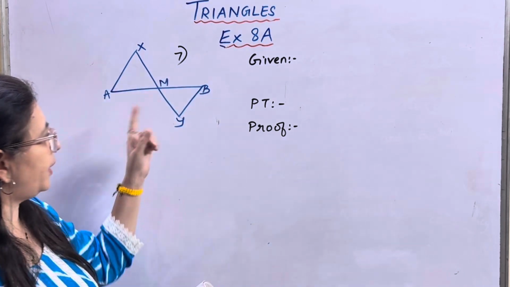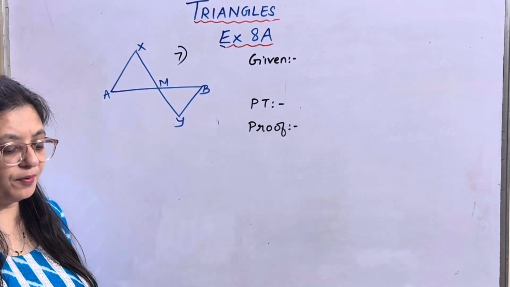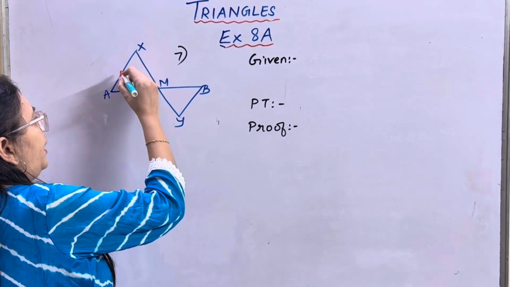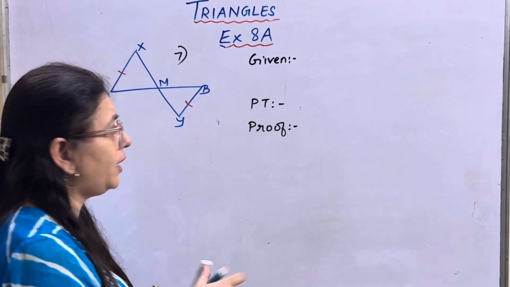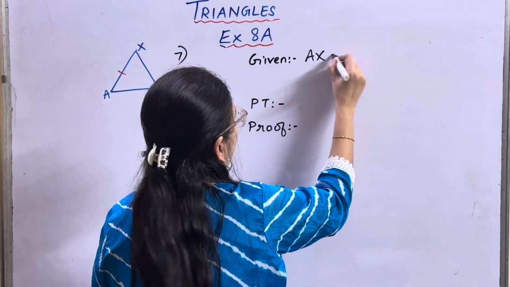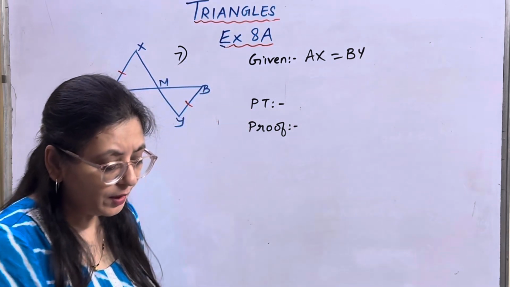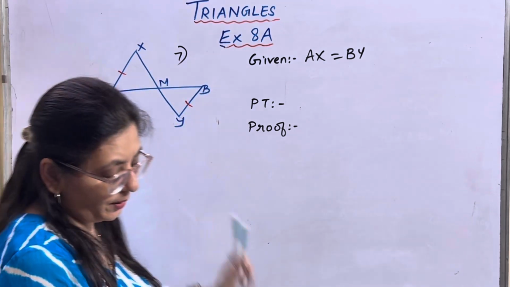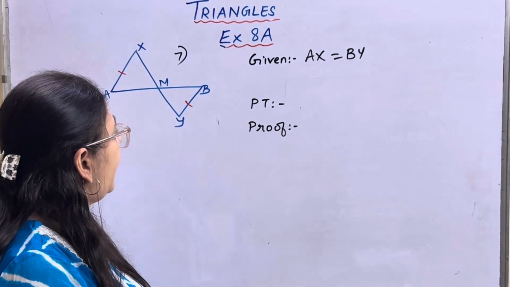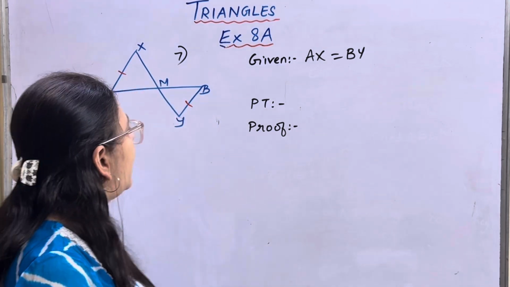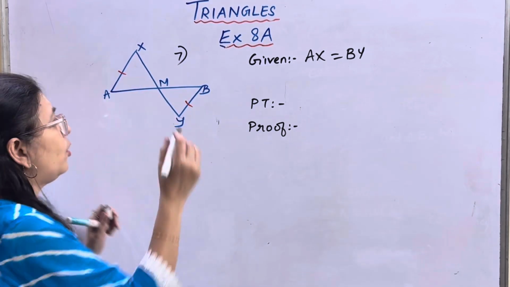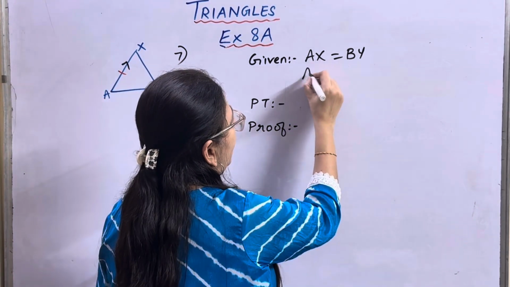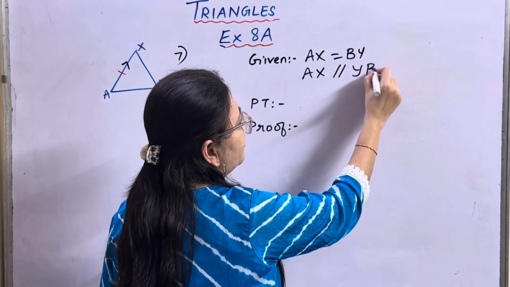AB is a line segment. AX and BY are two equal line segments. Which one? AX and BY. So what is given? AX is equal to BY. Then, which are drawn on the opposite sides of AB, such that AX is parallel to YB. So they have given they are equal also and they are parallel. For parallel we put an arrow sign. So it's given that AX is parallel to YB.